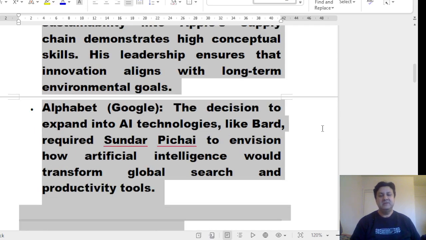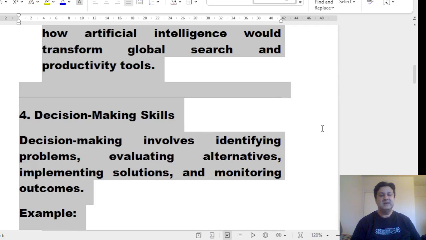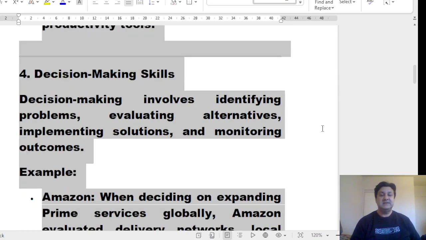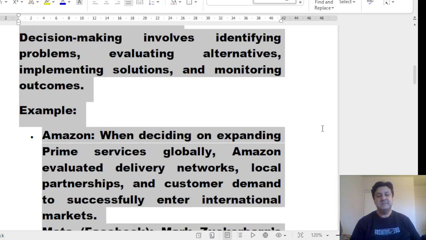For Alphabet Google, the decision to expand into AI technologies like Bard required Sundar Pichai to envision how artificial intelligence would transform global search and productivity tools. For the decision making skills, decision making involves identifying problems, evaluating alternatives, implementing solutions, and monitoring outcomes.